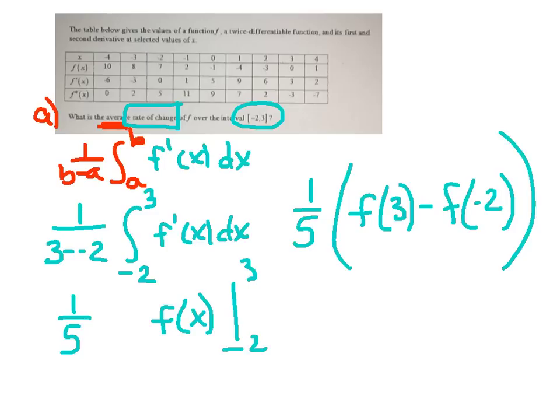And now I'm just reading my table. F of 3, here's my f, here's my 3, should hopefully be 0, minus f of -2, here's my function, here's my -2, 7, so I get an answer of -7/5.